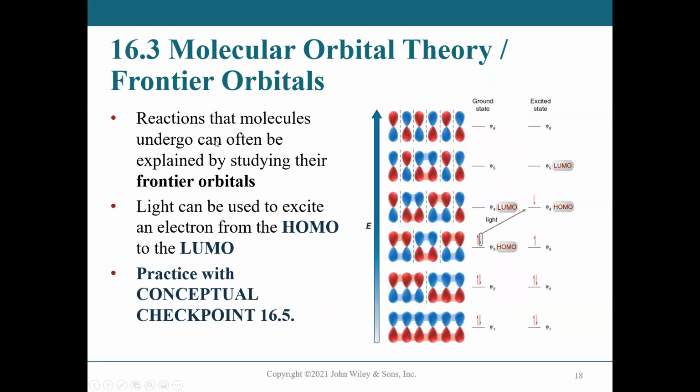These reactions that molecules undergo can often be explained by studying their frontier orbitals. Light can be used to excite an electron from the HOMO to the LUMO. So HOMO is the highest occupied molecular orbital. LUMO is the lowest unoccupied molecular orbital.